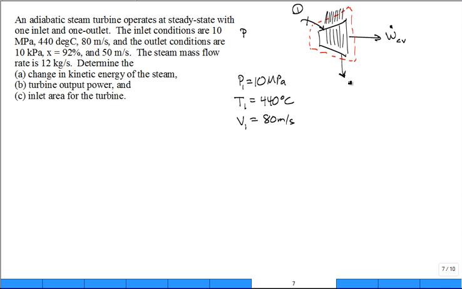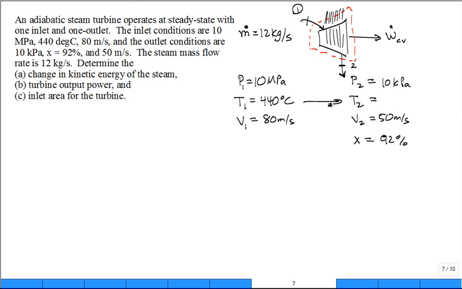And the outlet conditions over here is state 2. The pressure at 2 is 10 kilopascal. And the quality, I'm going to put an X over here, is 92%. And the speed V2 is 50 meters per second. And the steam mass flow rate, I'm just going to tuck that up over here, m dot is equal to 12 kilograms per second. I purposely left a space for T2, kind of aligned with T1.